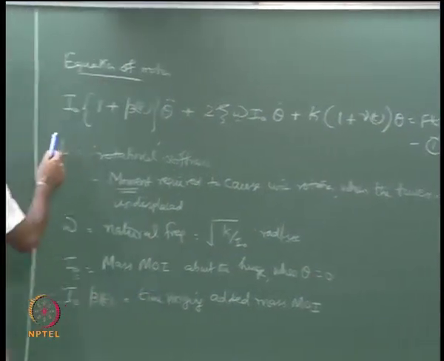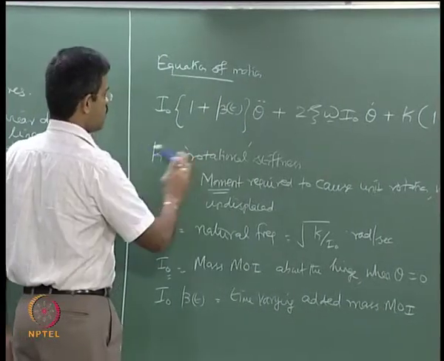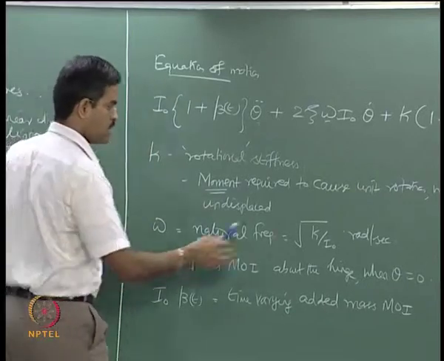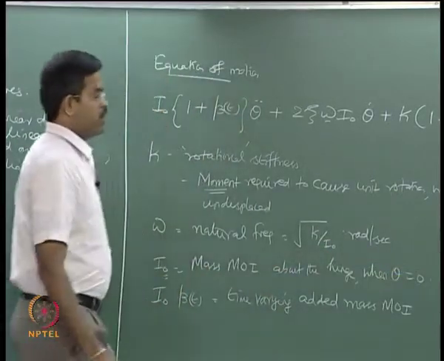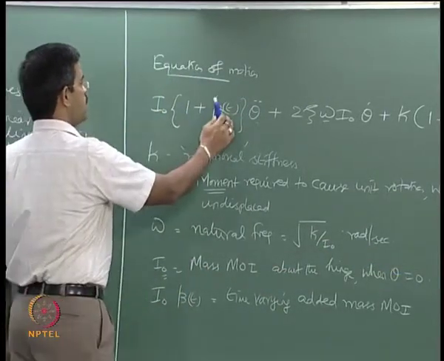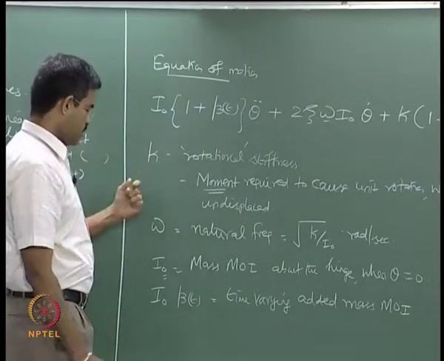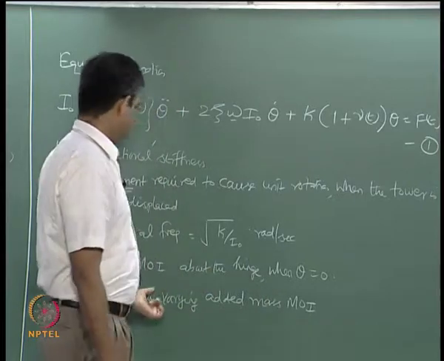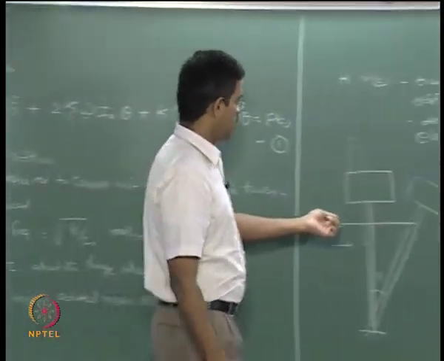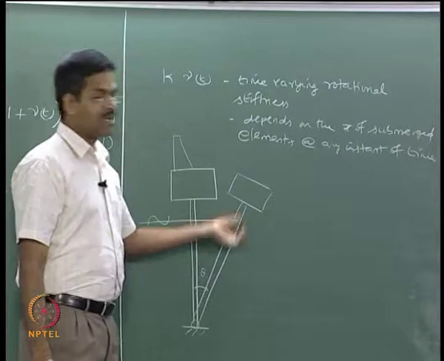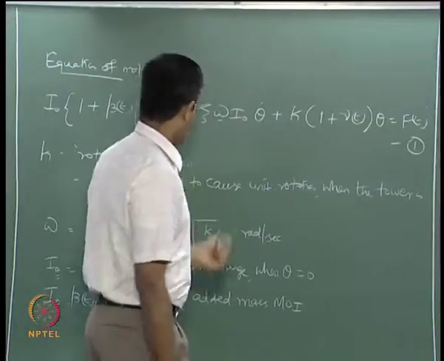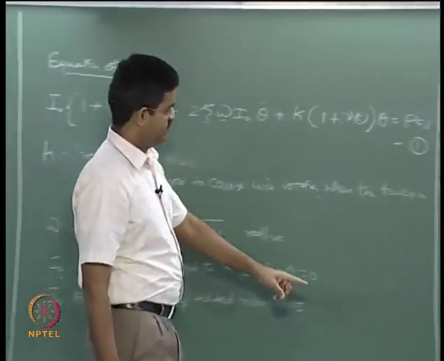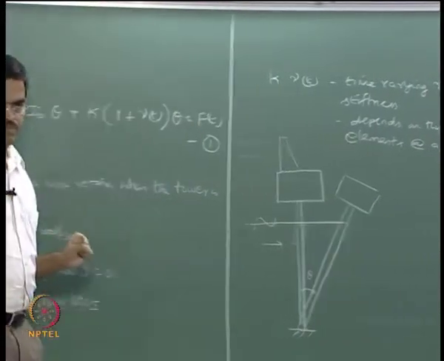Similarly, you have two terms here, I naught theta double dot, which is conventional mass moment of inertia when the tower is at undisplaced position when theta is 0, and I naught beta of t theta double dot, which will be the time varying added mass moment of inertia, because during any instant of time the submerged elements will have a different volume of submergence that will attract more mass moment of inertia. All these moment of inertia are computed about the base here. Okay.